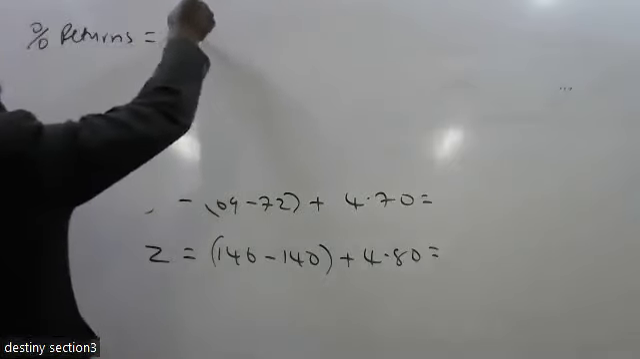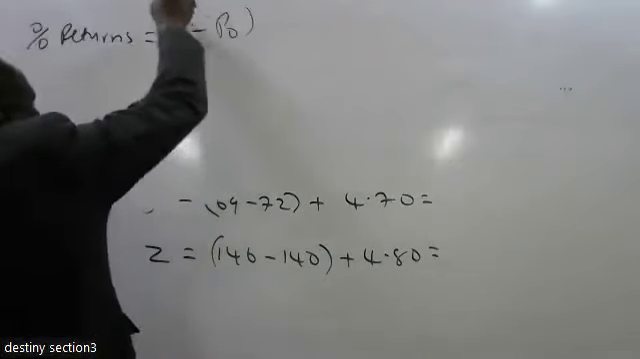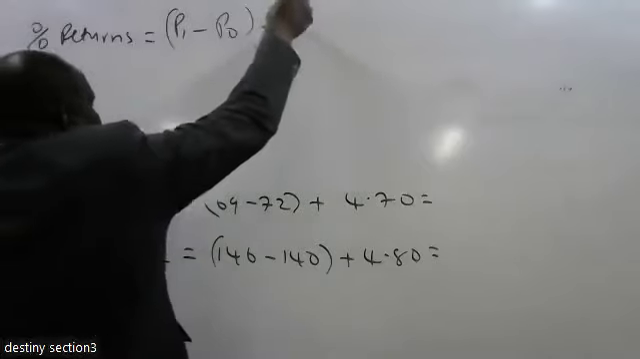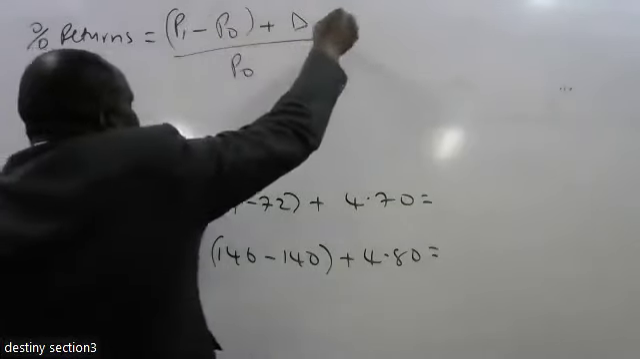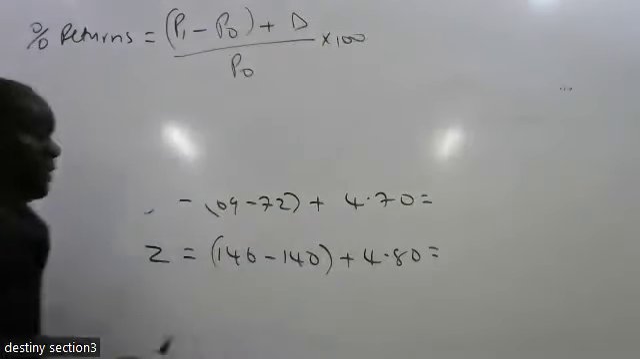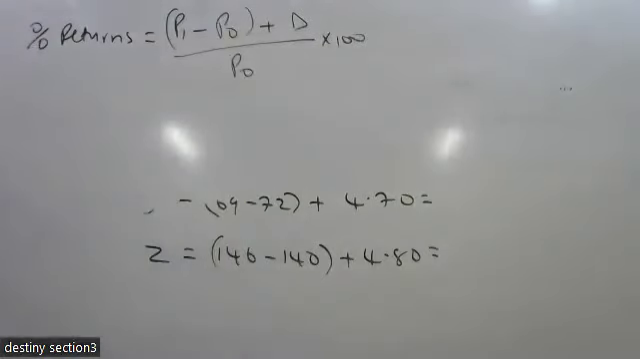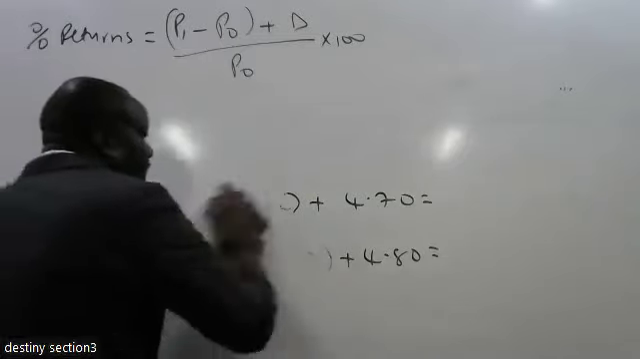You take P1 minus P0, we also add D, then divide by P0. Then just express it as a percentage. So whatever you had calculated in the Roman letter 1, you simply divide by the starting price, then you express that figure as a percentage.